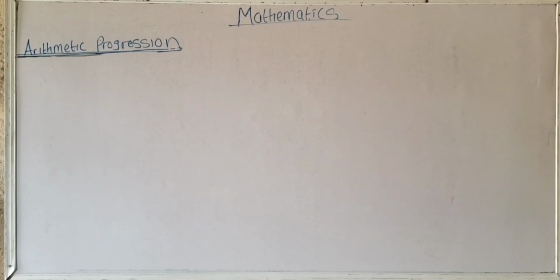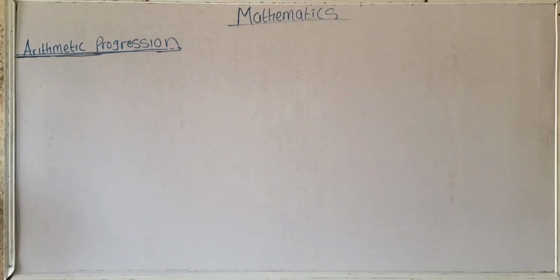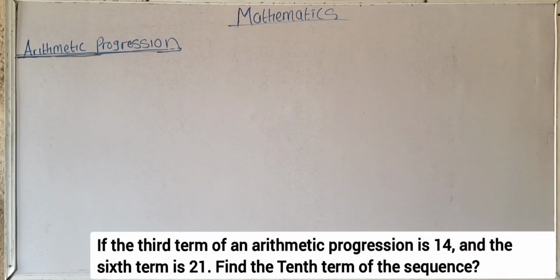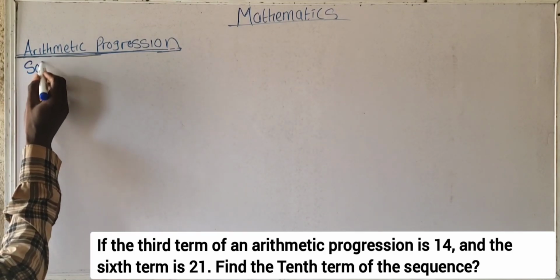In this class, we're going to go over questions on arithmetic progression. Okay, let's start with the first question. If the third term of an arithmetic progression is 14 and the sixth term is 29, find the 10th term of the sequence. Okay, let's start by writing out the information that we're given in the question.